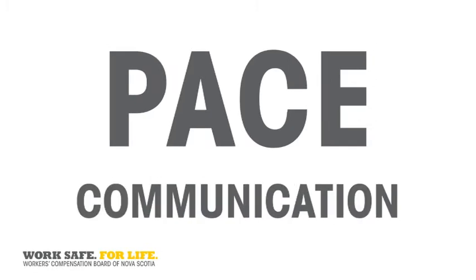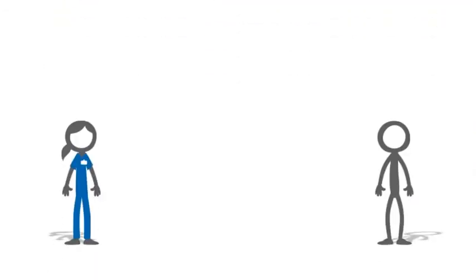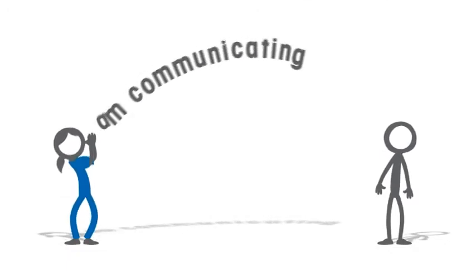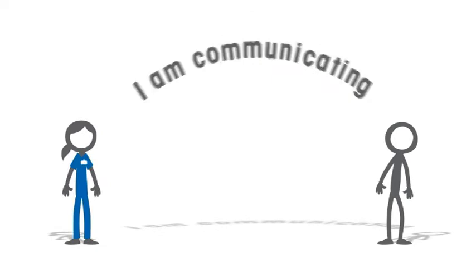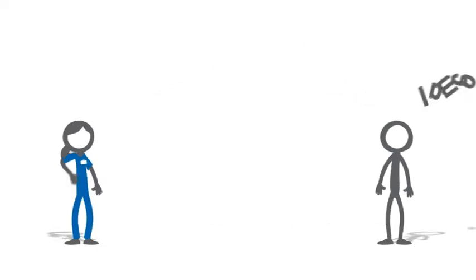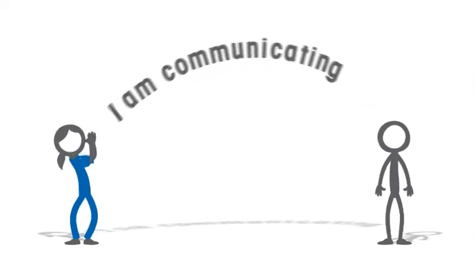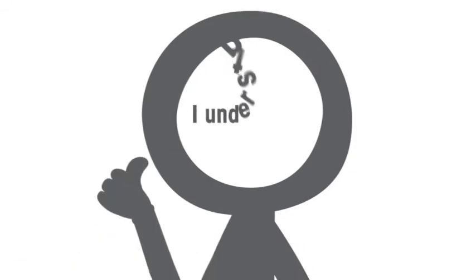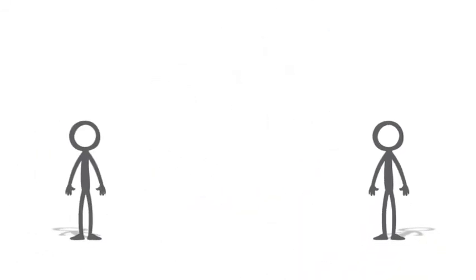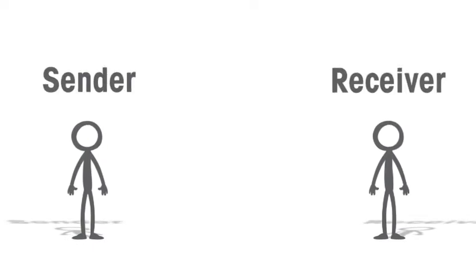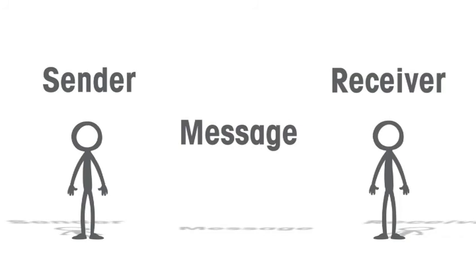This module is about assessing the C in PACE, which stands for communication. Often, when we think of communicating, we think of sharing information. But that is only half of communicating. For real communication to occur, the recipient must understand the message. In any form of communication, there are three main elements: the sender, the receiver, and the message itself.